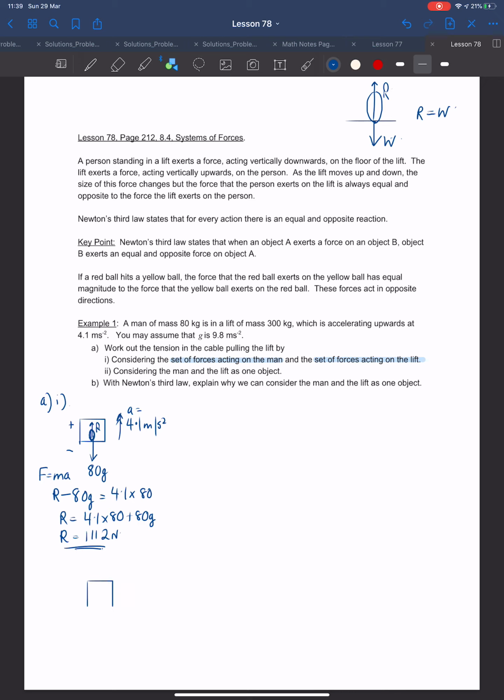Example 2. So we're on a road. A van of mass 1,250 kilograms tows a trailer of mass 250 kilograms along a horizontal road. Okay, this one should be on the road actually, let's just put it like that. So this one is 1,250, and this one is 250.